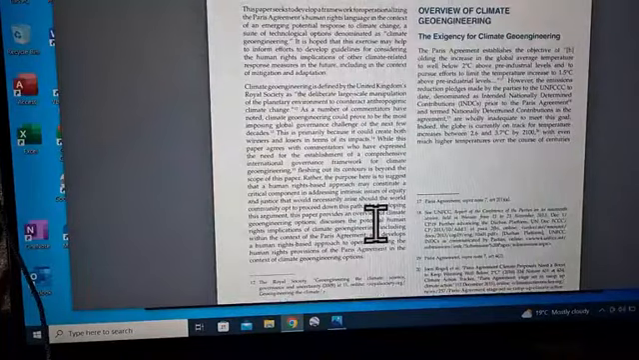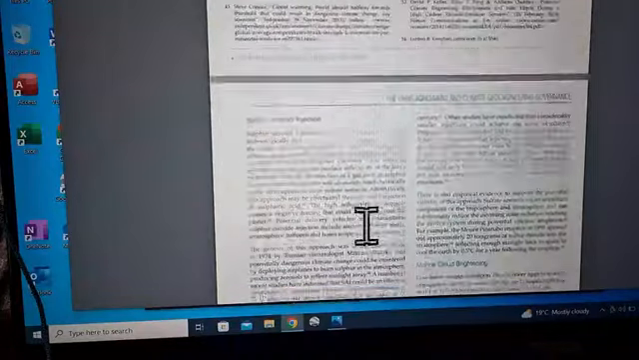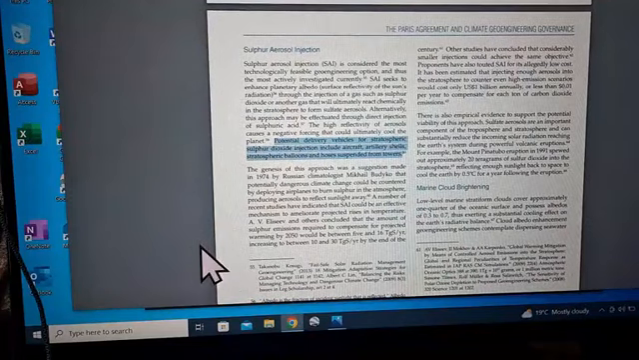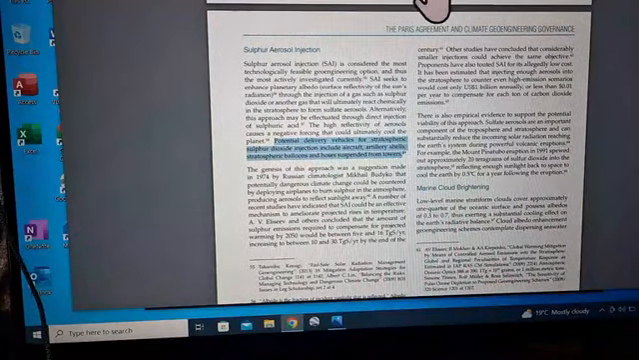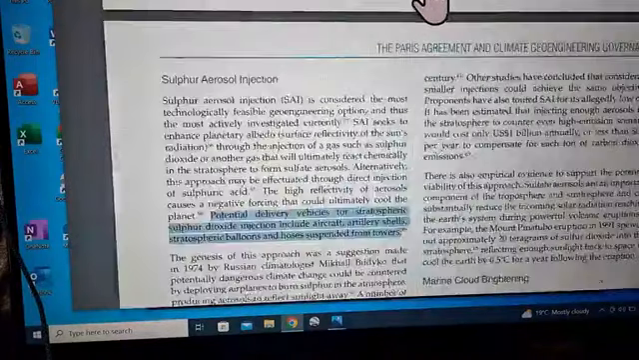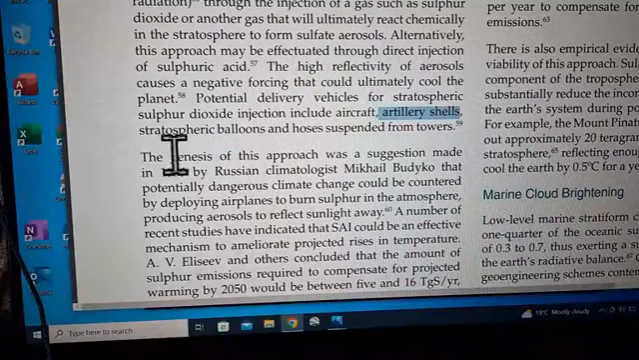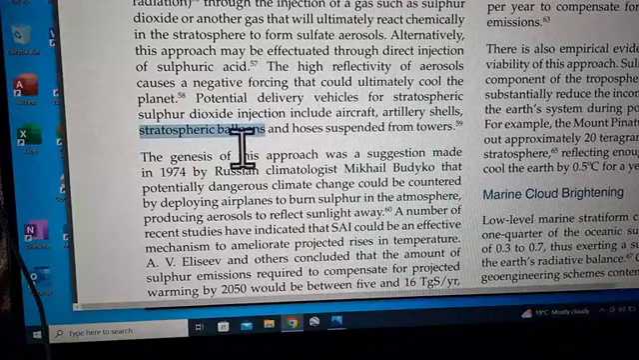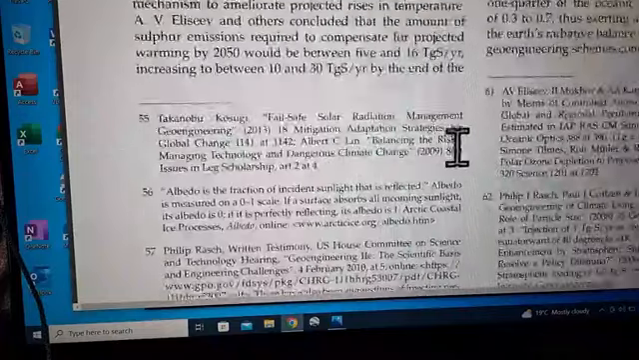I'm going to just go right to it. All right, you want meat and potatoes to back up what I just said? Of course, I've always got the goods. Right here, potential delivery vehicles for stratospheric sulfur dioxide injection include aircraft. And what's this word? Artillery shells. Here's your Roman candles and all sorts of flares. And there's your low-level deployment, stratospheric balloons, hoses suspended in towers, reference number 59 down here.